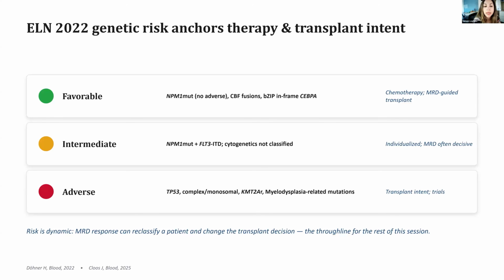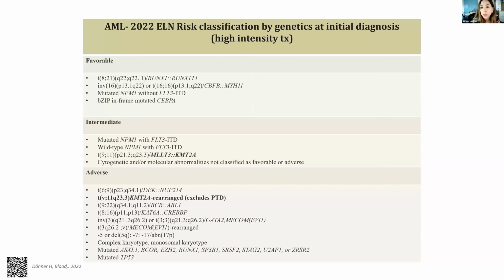And then intermediate, it depends on the risk stratification and the therapy that you look at, but if you consider ELN-2022 as the baseline, NPM1 mutated with FLT3-ITD is considered intermediate, and then anything that is not adverse or favorable is also intermediate. And then adverse is really mostly the complex, monosomal, TP53 mutated, KMT2A rearranged, and then myelodysplasia-related gene mutations or cytogenetic abnormalities. And this is the ELN-2022.